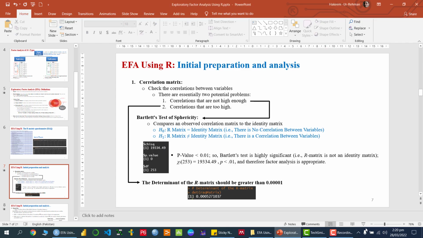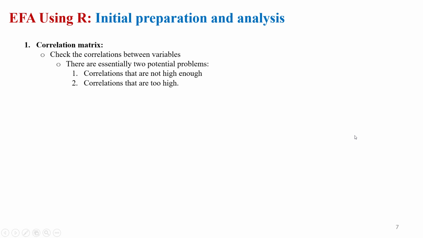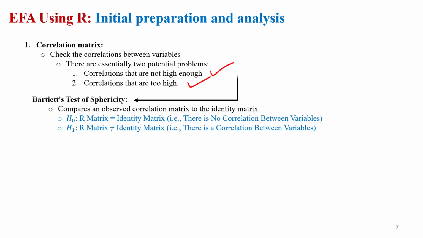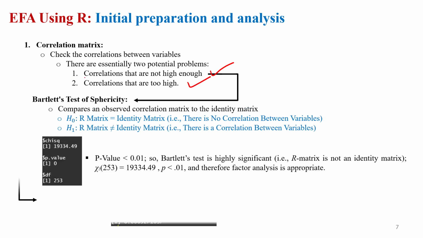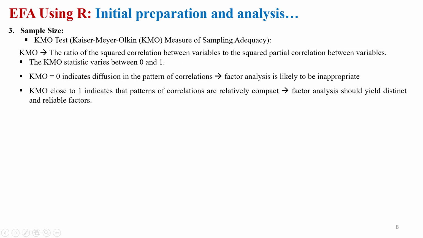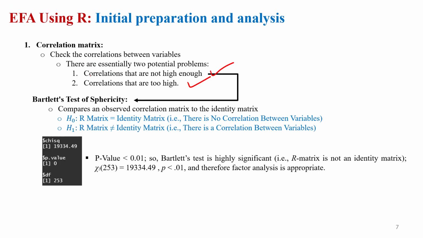What we need to do is check, as I have mentioned earlier, there could be two types of problems. We need to check whether there is not enough correlation, or whether there is too much correlation. So first of all, let's check the first one, which we can check with the help of the Bartlett test, in order to check whether there is enough correlation between the variables or not.